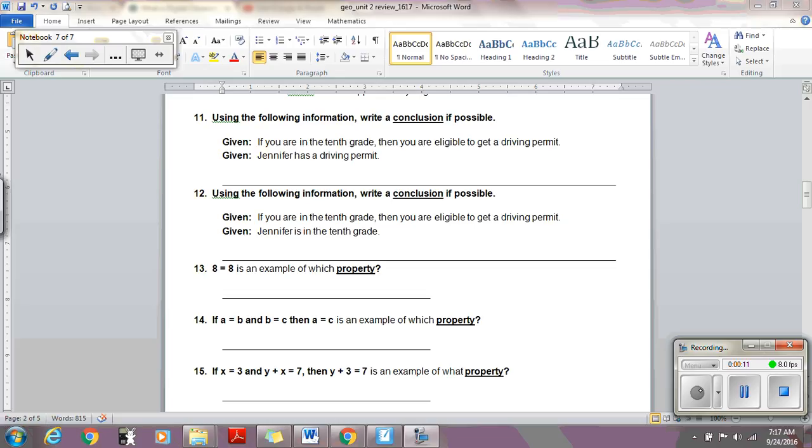It says, if you are in 10th grade, then you are eligible to get a driving permit. So, you are in 10th grade is P. You are eligible to get a driving permit is Q. Then it says, Jennifer has a driving permit. We talk about driving permits in Q.